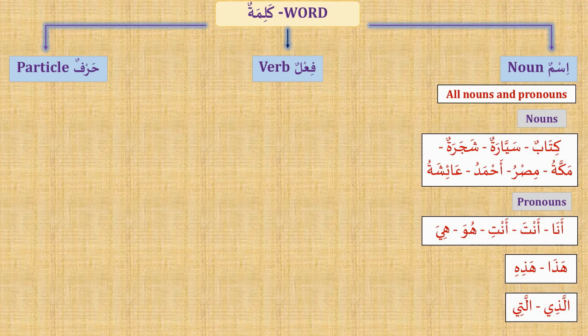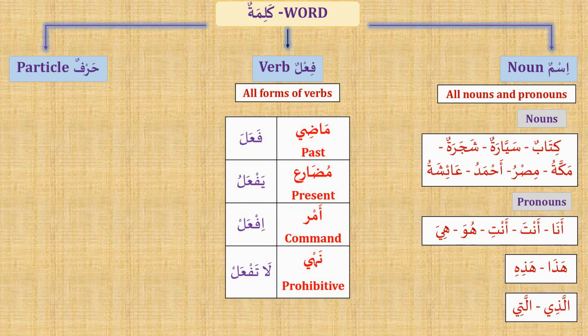The second type of كلمة, word, is فعل, verb, that includes all tenses, all forms of verbs. ماضي, past tense, فعل, he did. مضارع, present tense, يفعل, he is doing. أمر, command, افعل, do. نهي, prohibitive, لا تفعل, don't do.